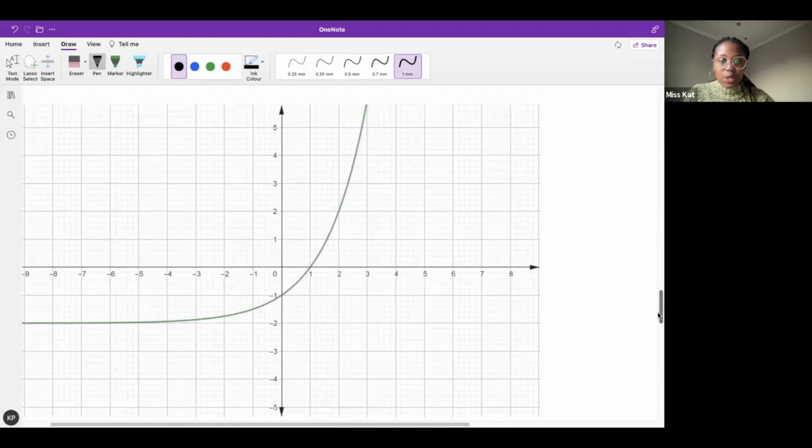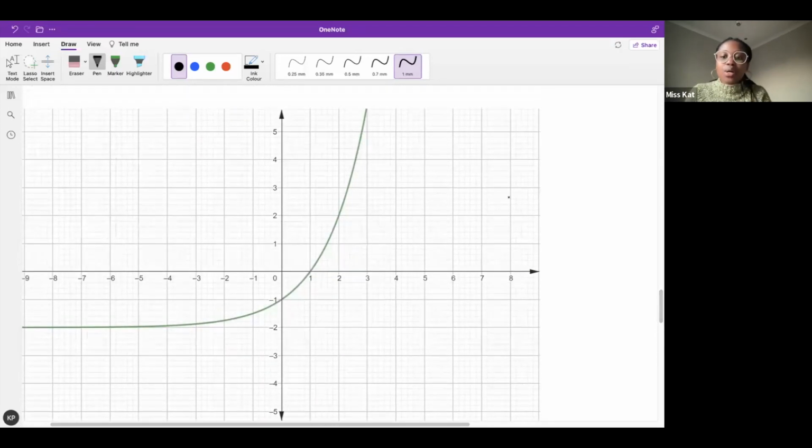Ooh, interesting graph. It's beautiful. What's my x-intercept for this beautiful graph? X-intercept.